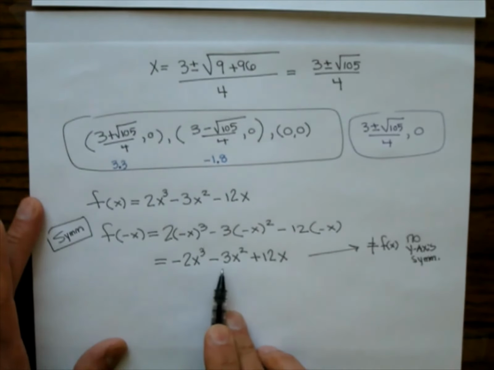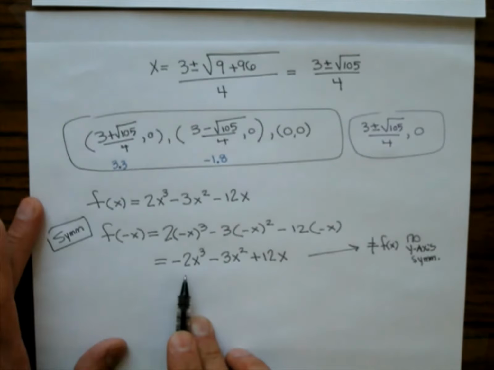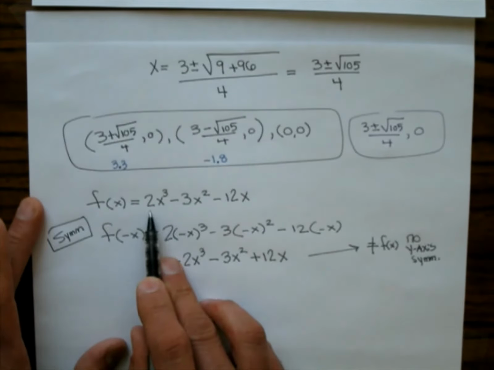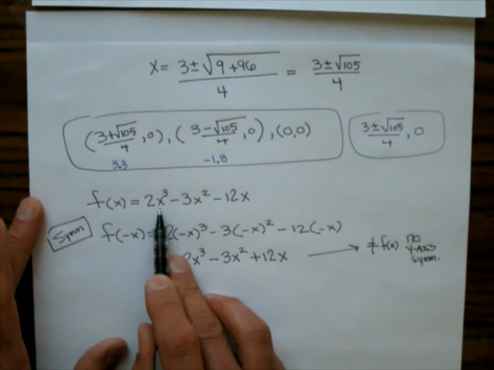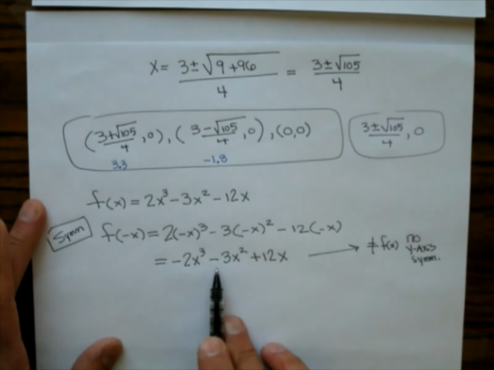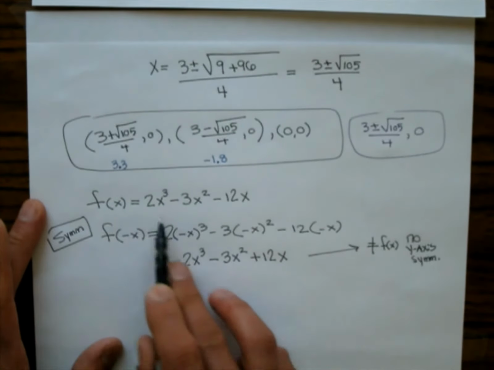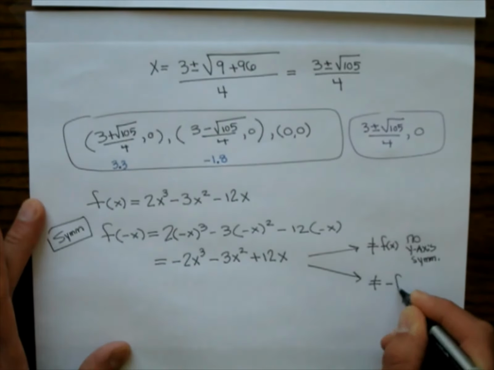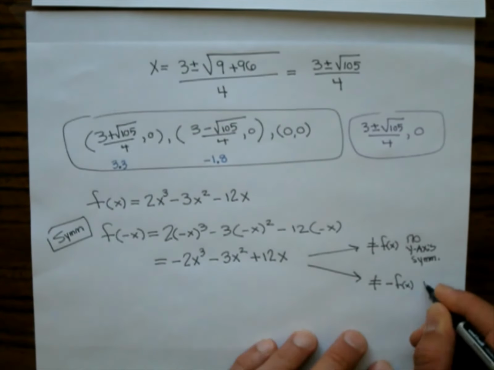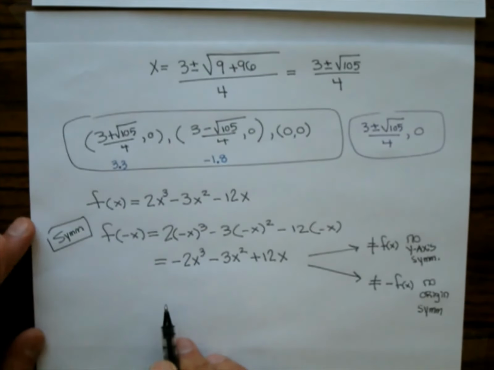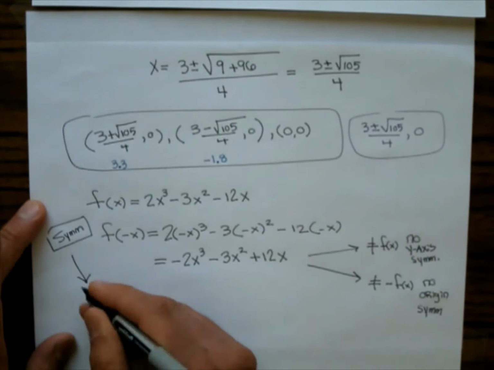Now, does this equal negative f of x? It almost does. Negative f of x would be, each of these things is negated. So this one would be negative 2x to the third plus 3x squared, and we don't have that. The first one we do have, but everything has to be negative. So this does not equal negative f of x, which means there is no origin symmetry, which means that the function is not odd. What does this mean here? This means that there is no symmetry.